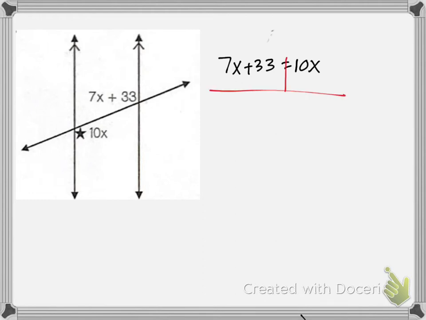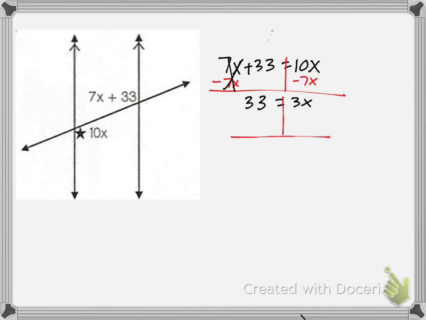We're going to get the x's on one side. That's your first step always. So I'm going to do the smallest x, and I'm going to move it to the other side. When I do that, this turns into a 0, so we don't have to write that. We'll put 33 is equal to 3x.